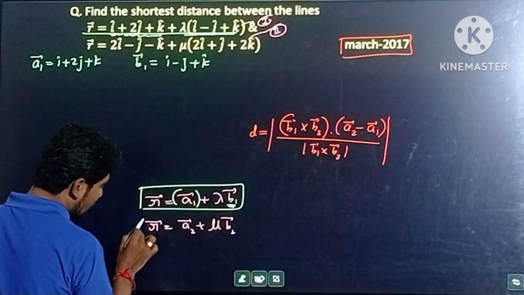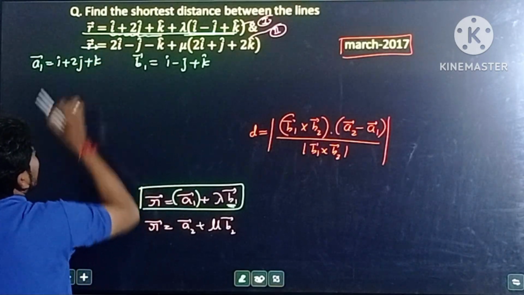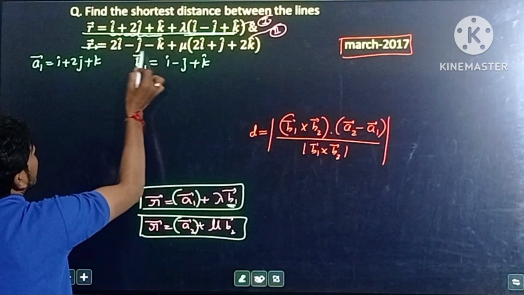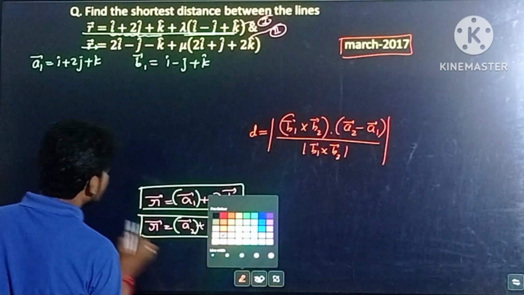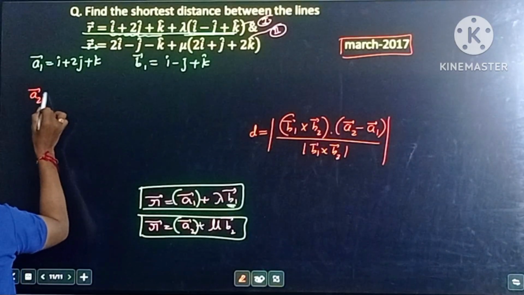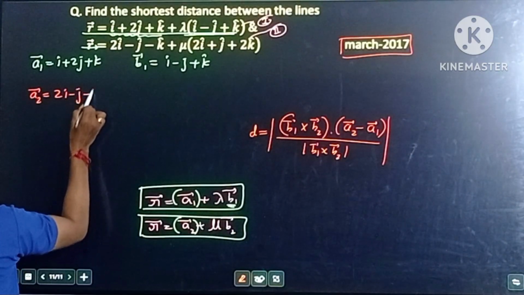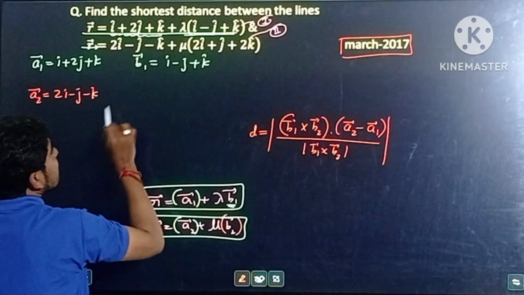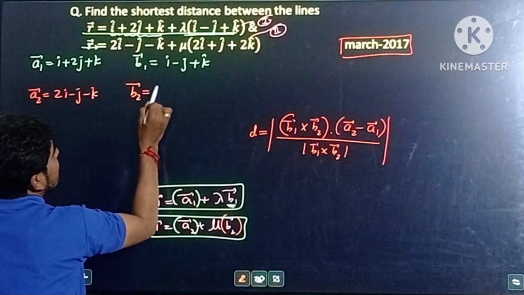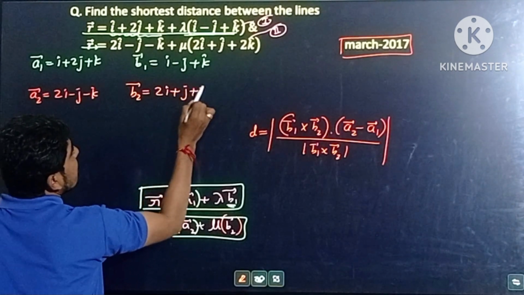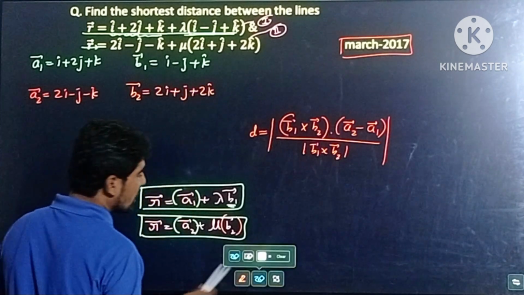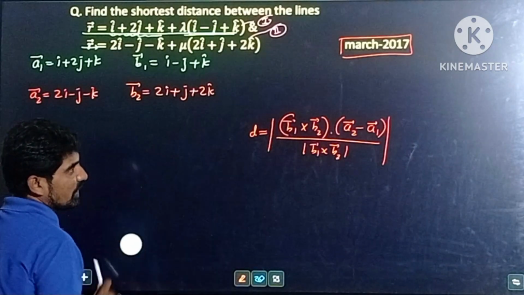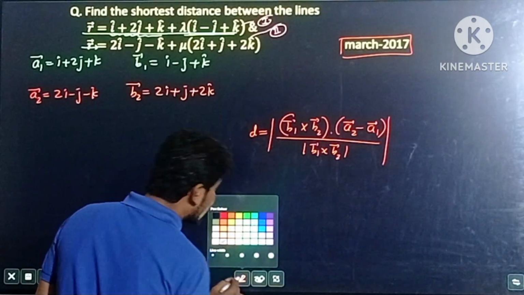And for a2 vector and b2 vector, compare this second given line with the second equation of line. In place of a2 vector, we have 2i minus j minus k. Therefore, a2 vector equals 2i minus j minus k. Similarly, in place of b2 vector, we have 2i plus j plus 2k. So b2 vector is equal to 2i plus j plus 2k. So we got the required a1, b1, a2 and b2 vectors. Now we need to find the required values.